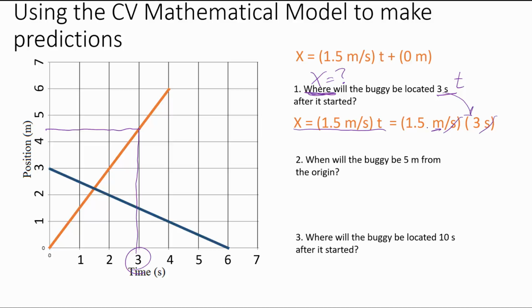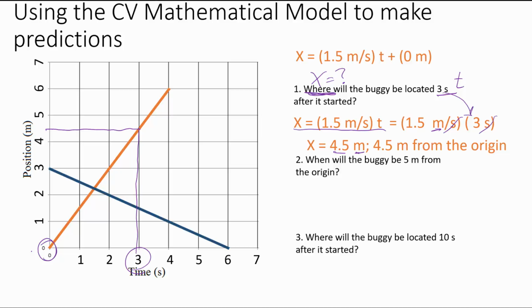Hopefully you can do this in your head. If not, feel free to use your calculator. 3 times 1.5 is 4.5. And our units are in meters. Seconds canceled out. And if we were going to write this out in words, we'd say the buggy, or whatever the object is, is 4.5 meters from the origin. So sometimes you want to specify the starting point.